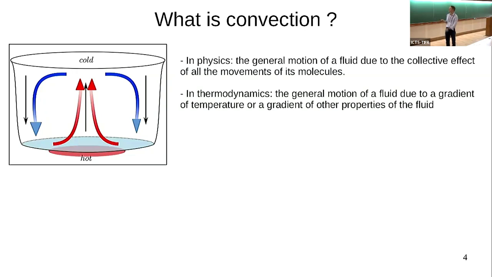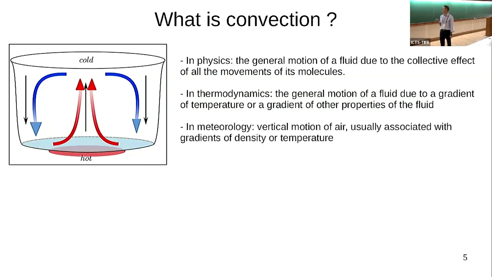So let's have another definition, which is more suitable for perhaps meteorology. It's the vertical motion of air, usually associated with gradients of density or temperature.